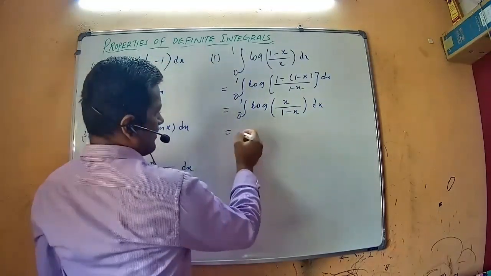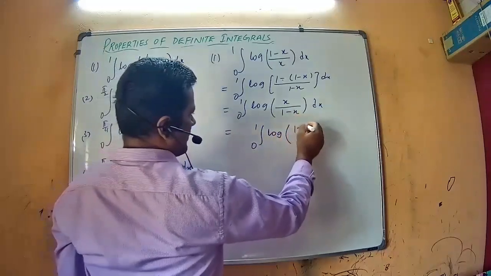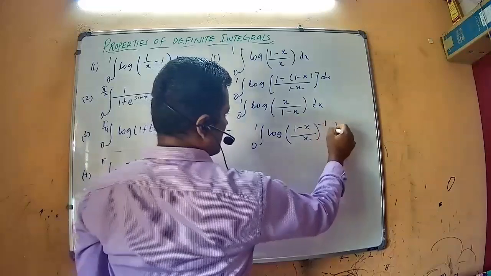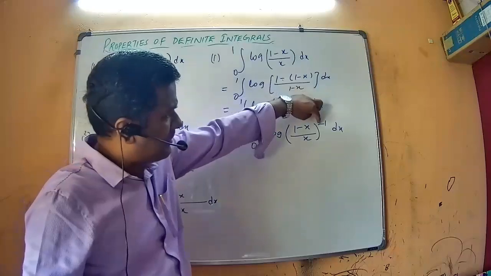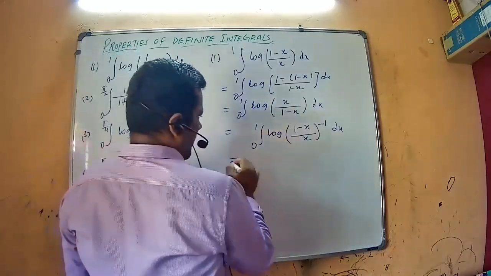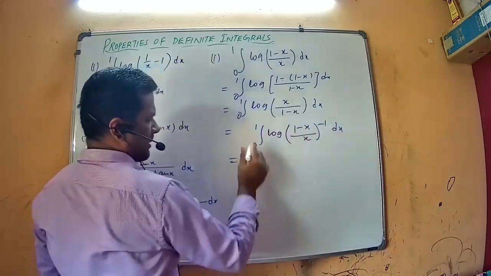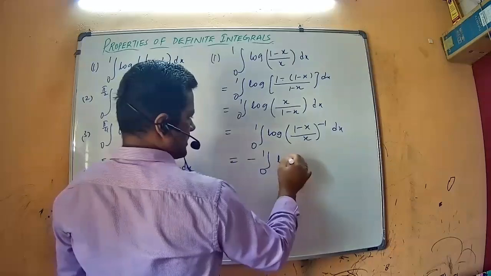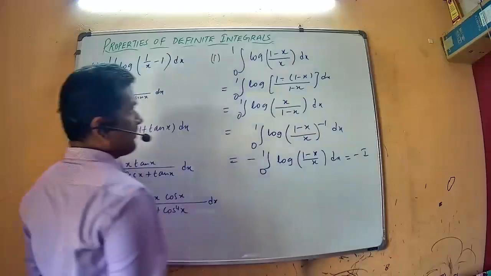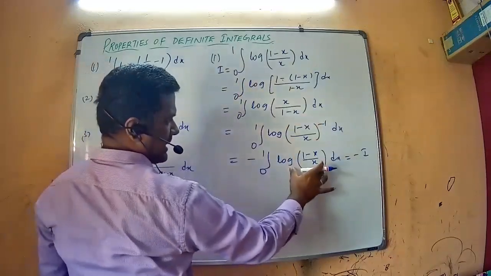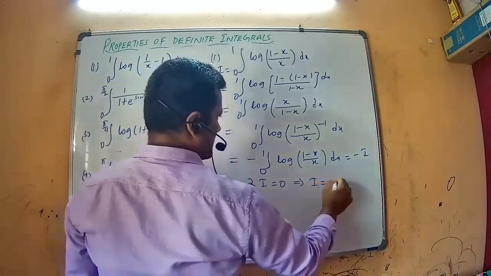Can I write this as minus of the integral from 0 to 1? In fact, I will show you this can be written as ((1 minus x) by x) whole power minus 1. When we reverse, the power minus 1 will come. In logarithms we have a property that the power minus 1 will come outside. So this is minus log of (1 minus x) by x, which is nothing but minus I. If this is I, this is minus I. So transpose: 2I is equal to 0. The value of the integral is 0.